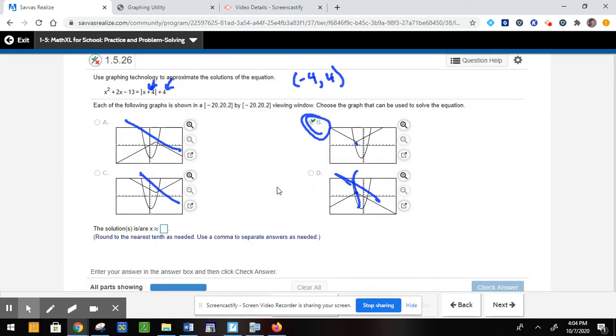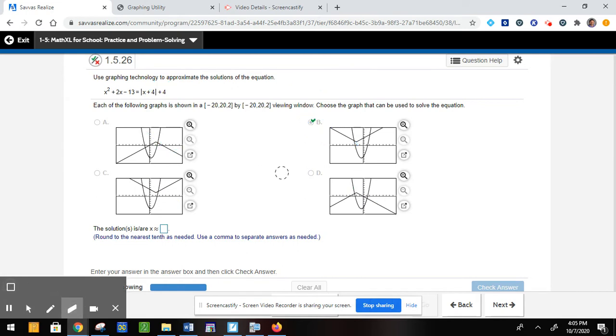And then the question is, where are they intersecting? It says round to the nearest tenth. You can't just eyeball this. You've got to use something to help you get that answer. So we're going to use a graphing calculator.